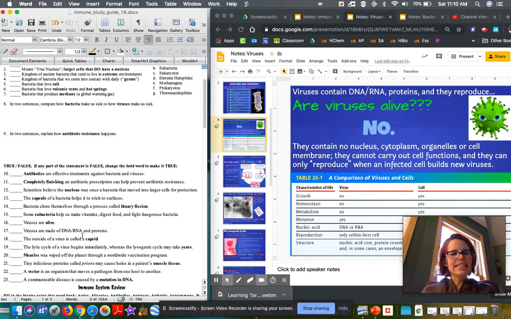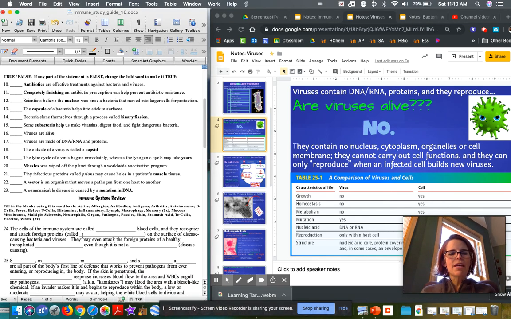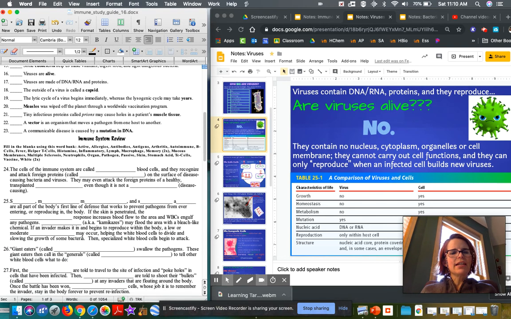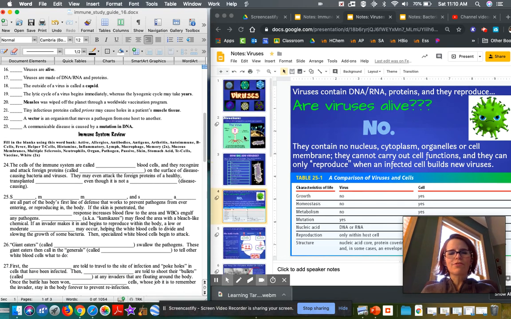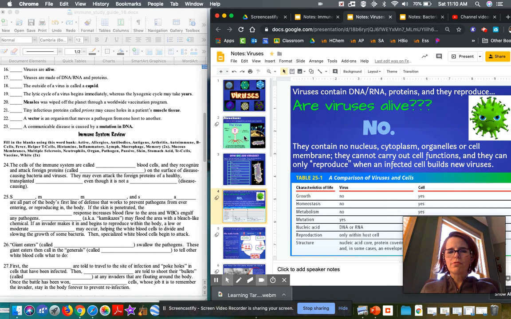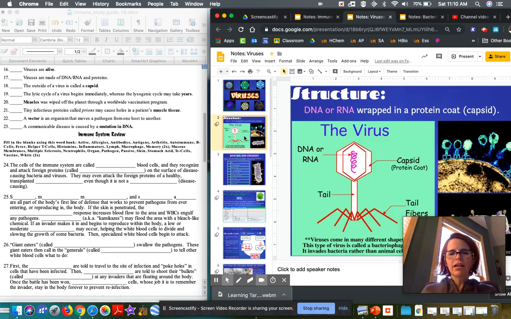Number 17, I'm going to scroll this up a little bit. Viruses are made of DNA and RNA and proteins, and that is for sure true. In this diagram here, there's the DNA or RNA surrounded by a protein capsid. And 18, outside of a virus is called a capsid. Just said it. So that's true.